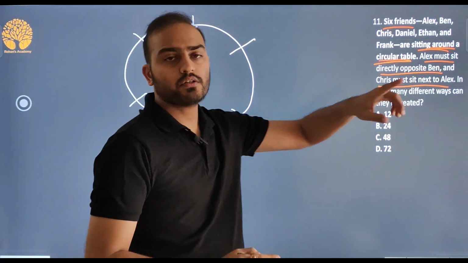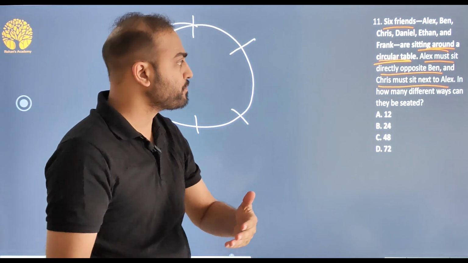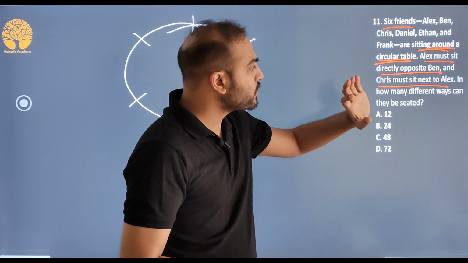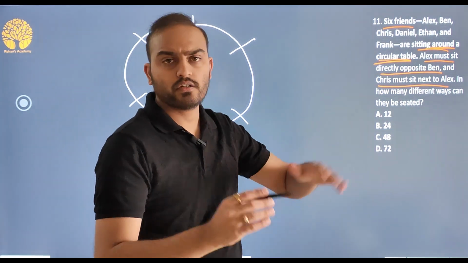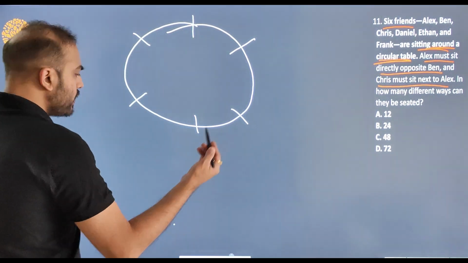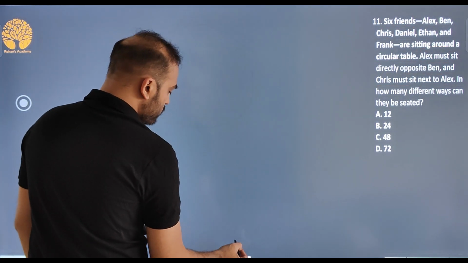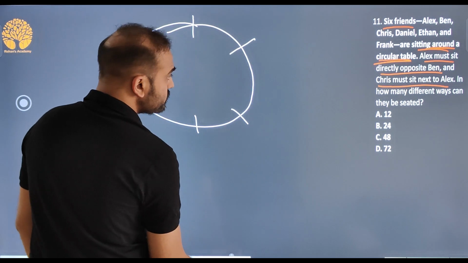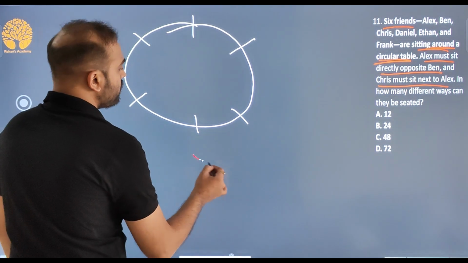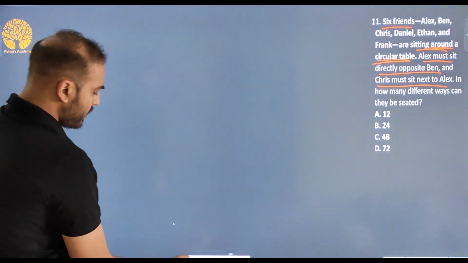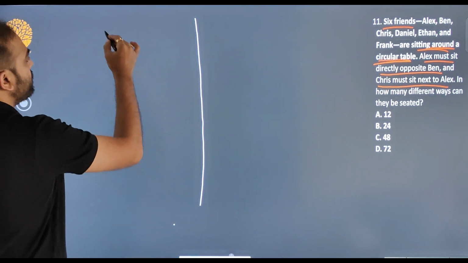This is a circular permutation. What do we do? We try to fix one variable in one position, right? And we start our counting from there. Reading based on the question, I think it will be easy if we fix the position for Ben or Alex. You can pick anyone, it doesn't matter. Okay. Let's do two cases. Pardon me for the mistake. Case number 1. We will fix Ben.